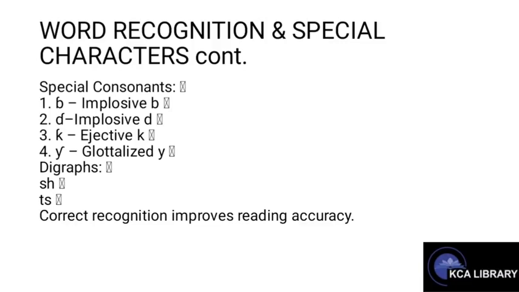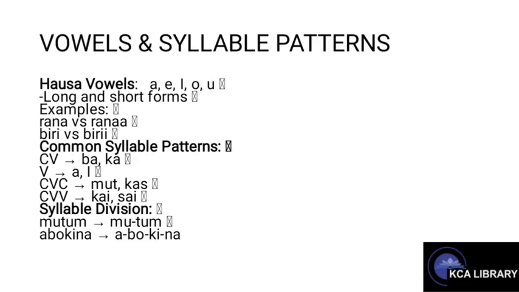We have the B, implosive. You pull air inward while saying B. Then we have the D, pull air inward while saying D. Then we have the K, which is said with throat constriction. Then we have the Y, glottalized in the throat. Then we have the digraph, which is the Sh. Correct recognition of these special characters improves reading accuracy.